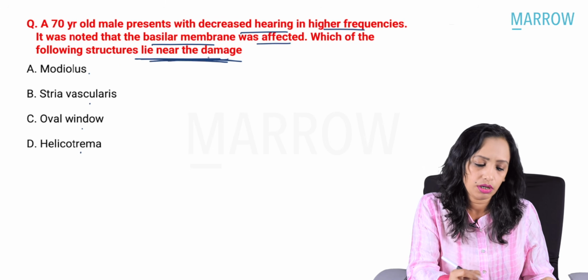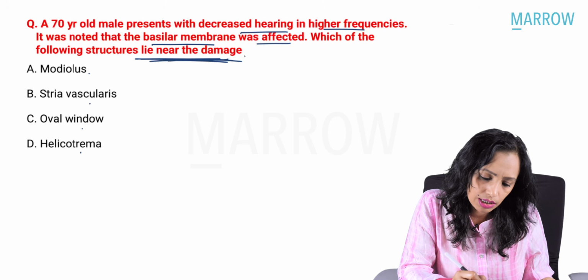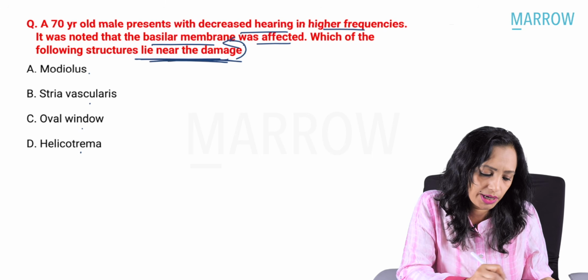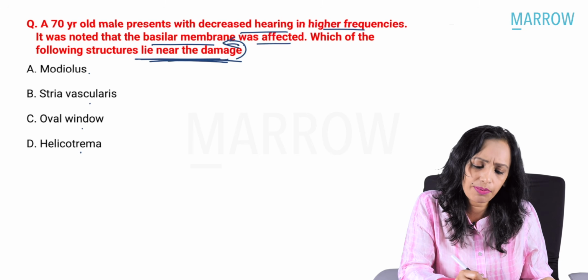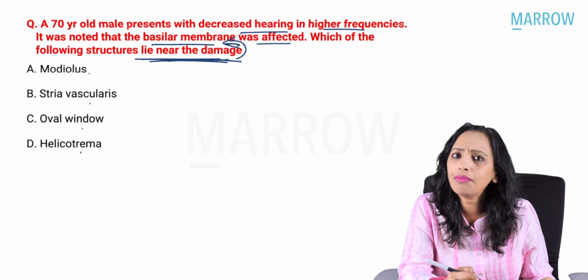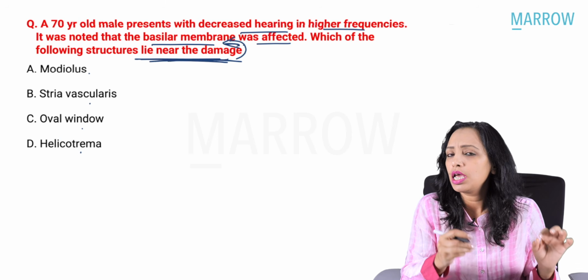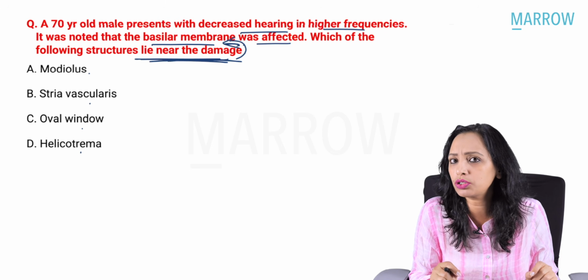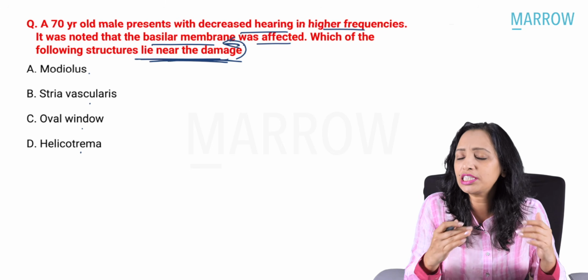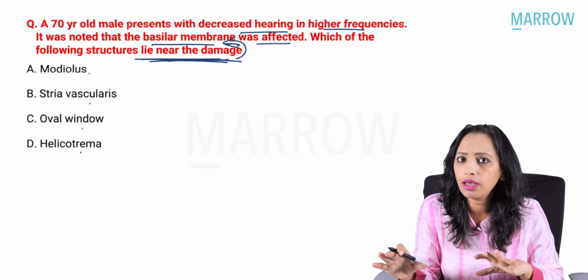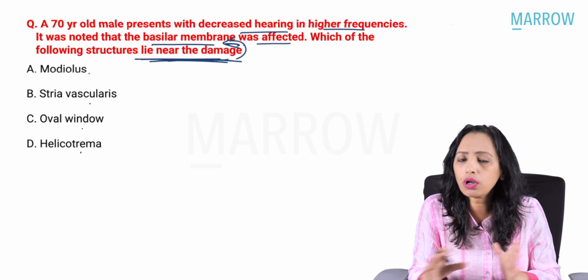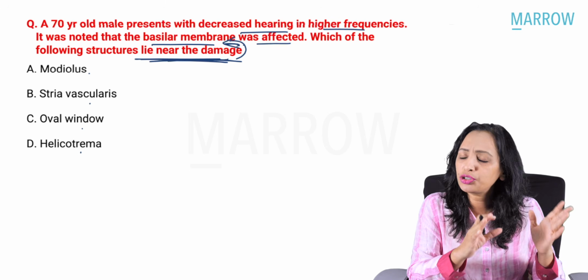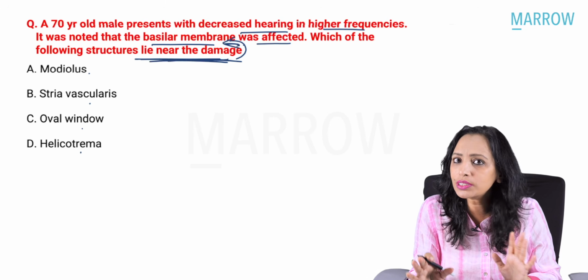Where's the damage? The damage is in the basilar membrane. Okay, the basilar membrane was affected. Where is the basilar membrane? Basilar membrane is present in whole of the scala media, yes or no? Yes, on the basilar membrane is present the organ of Corti. Organ of Corti is present in whole of the scala media. So which means that basilar membrane is present in whole of the scala media.